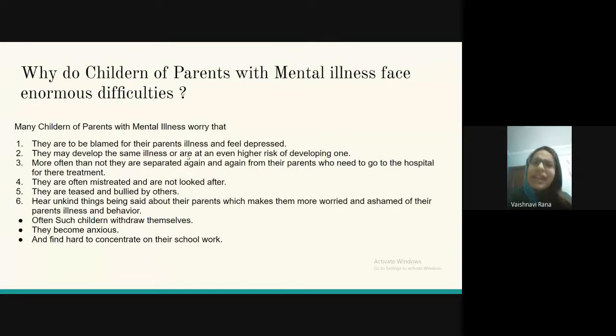So they hear unkind things about their parents, because often children are very much attached to their parents. If somebody speaks ill about our family or our parents, we feel ashamed, we feel sad. Why is it happening to us? And the level of maturity of children at this stage is not much, so they start blaming themselves in turn. Often, children start withdrawing from social functions and from participating in activities in school, and they become more and more anxious. They're not able to fare well in their studies, and their grades are affected. They are not able to concentrate on their schoolwork and homework.